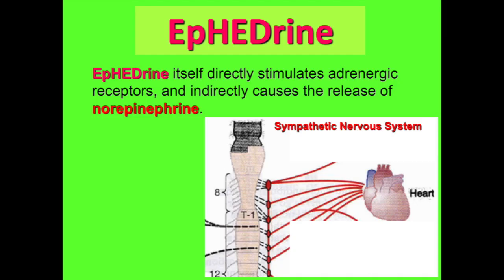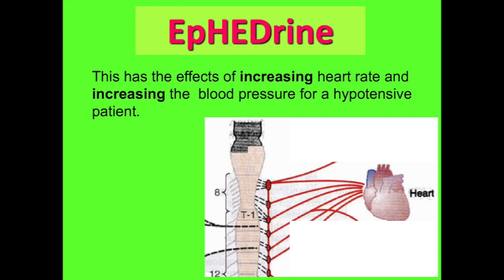So in review, ephedrine directly stimulates the adrenergic receptor, so it's going to be alpha 1, and it's going to stimulate beta 1 because it stimulates the release of norepinephrine, which is going to increase our beta 1. So again, we're increasing heart rate and blood pressure with ephedrine. And that's one of the drugs in our drug toolbox.